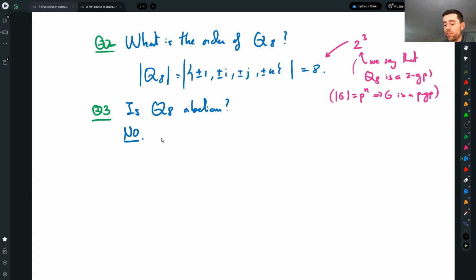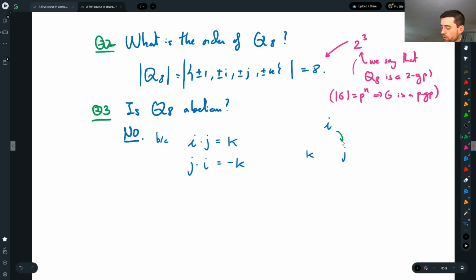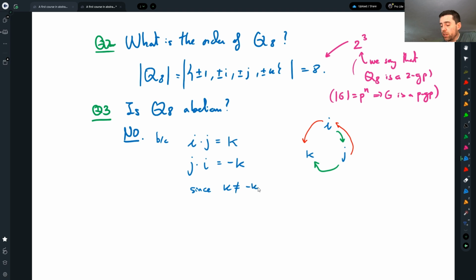It's not commutative, because if I do I times J, I know I get K. But if I do J times I, I know I get minus K. Again, remember the triangle of elements, that if I go in this direction, I times J, I will get K. But if I go J times I, then I will get minus K, by the way the multiplication is defined in Q8. So since K is not minus K in Q8, Q8 is not abelian.